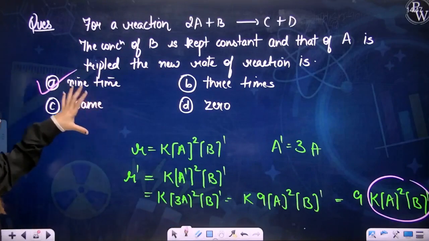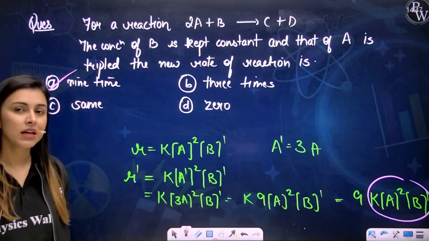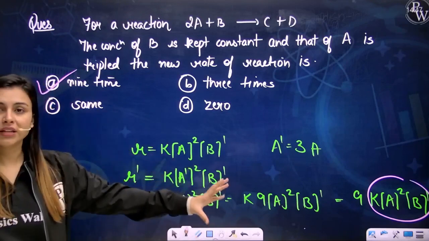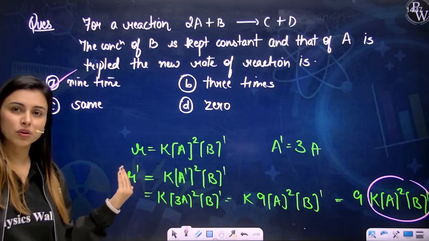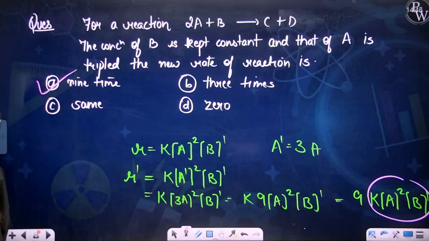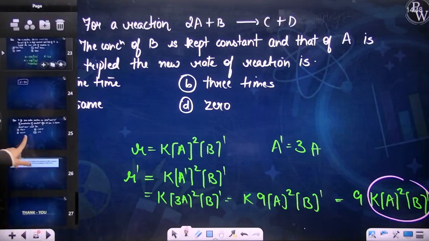So you are asked such types of questions. You need to understand how you have to do the question. Just incorporate the changed concentration. Try to derive the initial expression. Bring out the numerical values in front, and then you will see how many times the new rate has increased or decreased. I hope you're clear with this. Perfect, my dear students. Let's move forward to the next question.